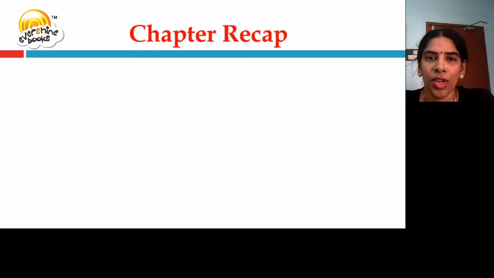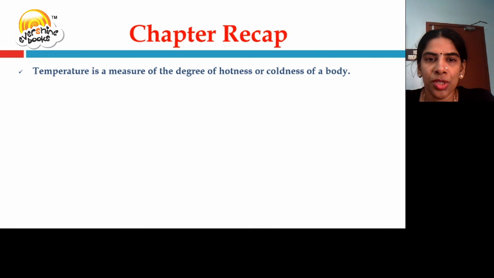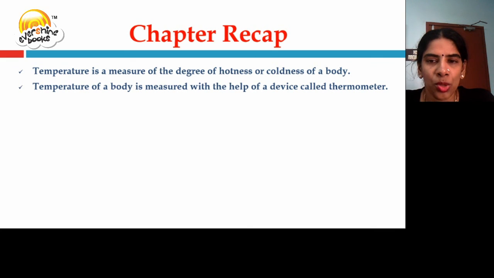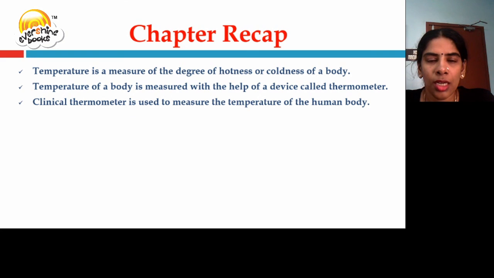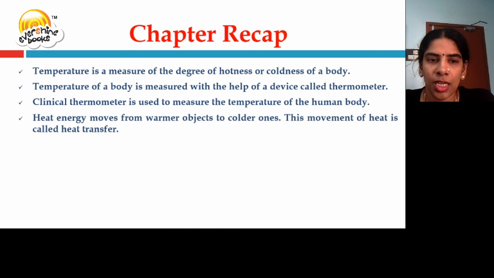Let us have a chapter recap. Temperature is a measure of the degree of hotness or coldness of a body. Temperature is measured with the help of a device called a thermometer. A clinical thermometer is used to measure the temperature of the human body. Heat energy moves from warmer objects to colder ones. This movement of heat is known as heat transfer.